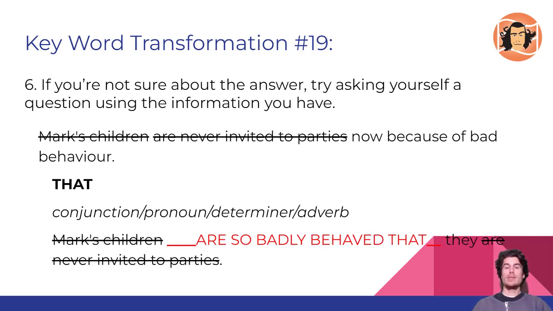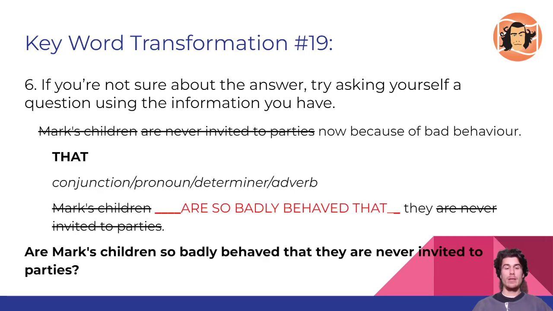So, step number 6 is, if you're not sure about the answer, try asking yourself a question using the information you have. So again, take a minute and try to create a question about this information and try to write a full sentence as your question. I will do the same. So when you're finished, press play and we'll see which question I write. Okay, so the question I've written down is, are Mark's children so badly behaved that they are never invited to parties?